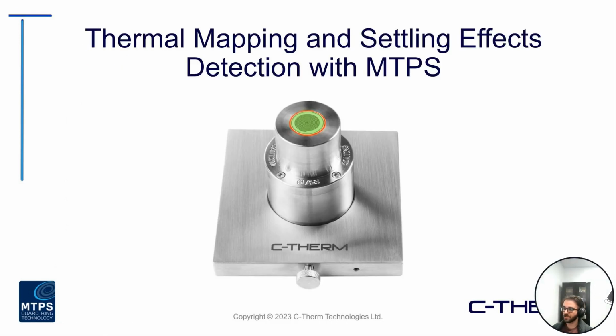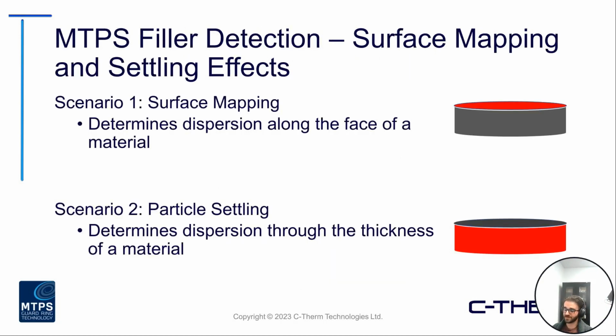One of the unique aspects, and I mentioned it earlier, is the thermal mapping and settling detection with the MTPS. Because it is a single-sided sensor with a relatively small active area, it lends itself quite well to this type of analysis. Anytime you're dealing with a material that's got a filler, whether it's TIMs, composites, really any sample with a filler inside of it, you'll sometimes run into dispersion issues, settling or agglomeration. These can of course lead to non-ideal performance of that end product. So having a way to quantify that is going to be really useful.